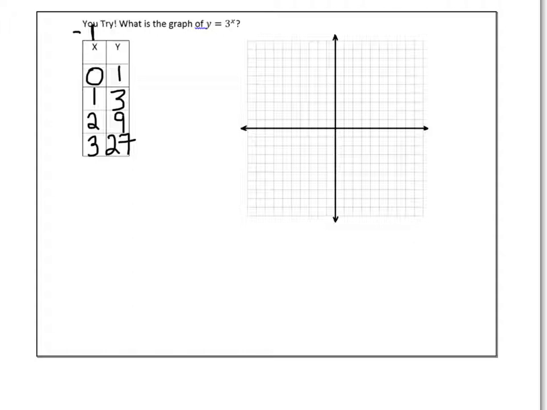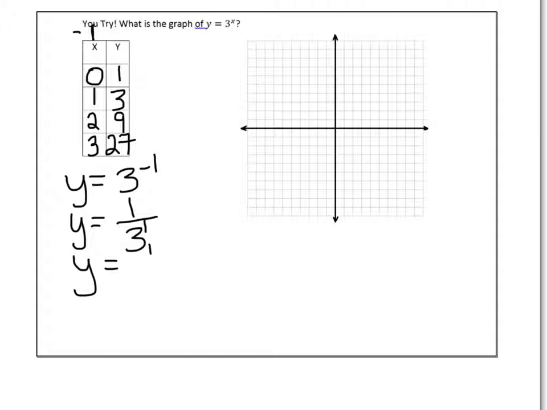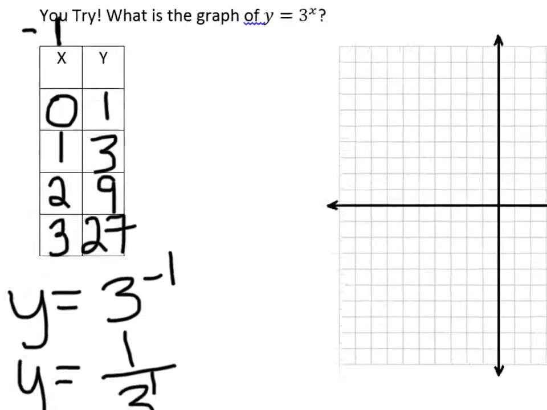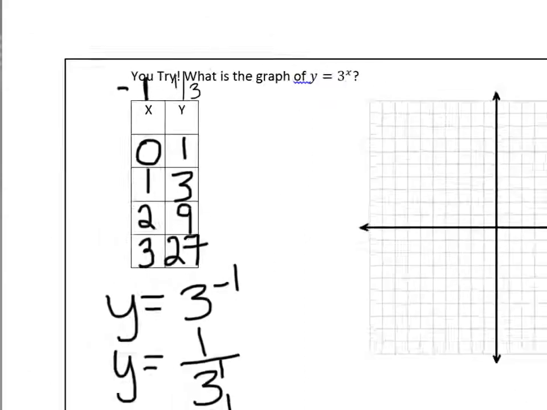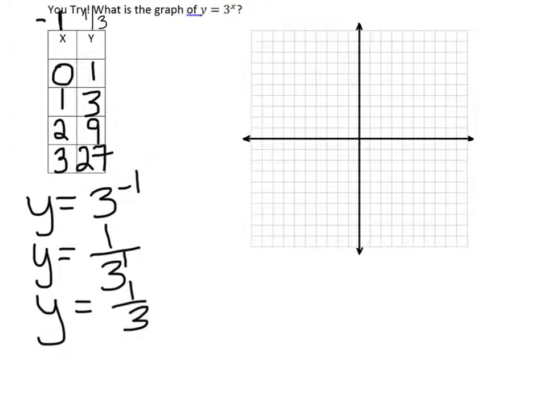Now if you had done the -1, it would have been y equals 3 to the -1, which means that 3 has to go to the bottom, and the 1 becomes positive. Since there's nothing else in the problem, that means we put a 1 up here. So y equals 1/3. 1/3 is the decimal point 3 repeating. So you'd be estimating where it went on the graph if you were to graph that one. But let's go ahead and graph the other 3 points, because again, we can't graph this one right here.